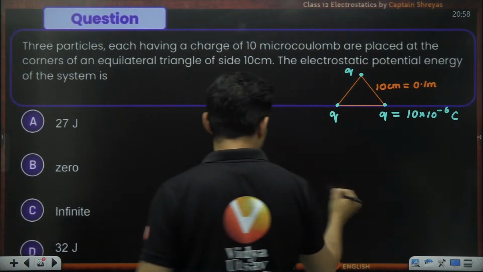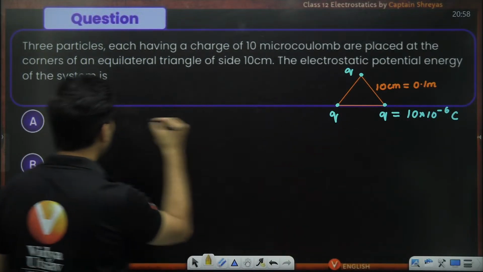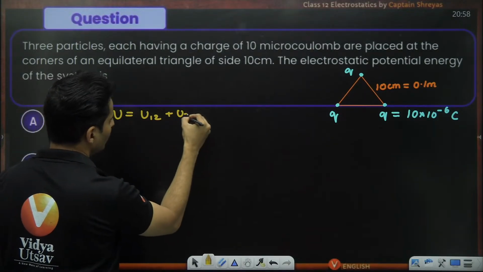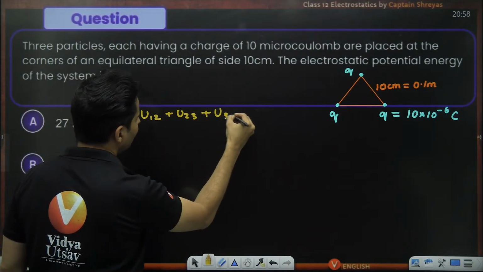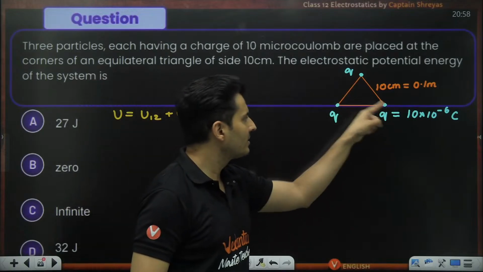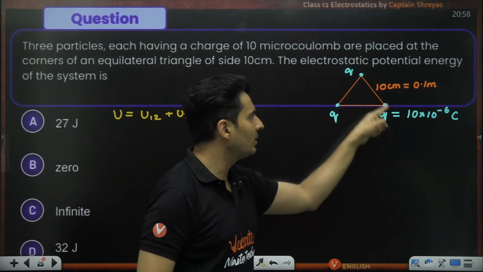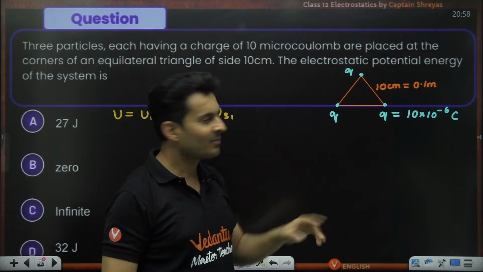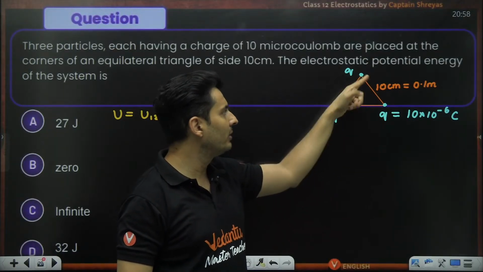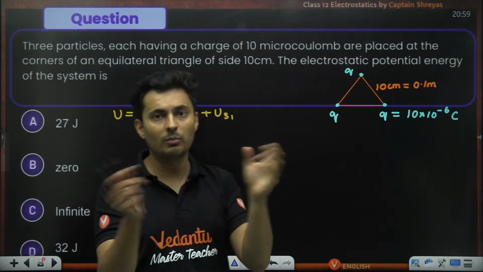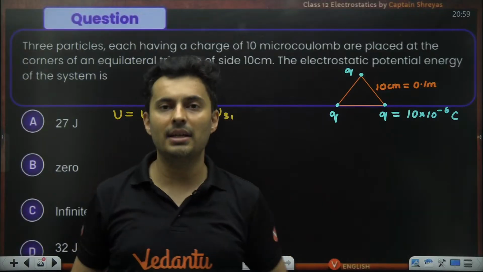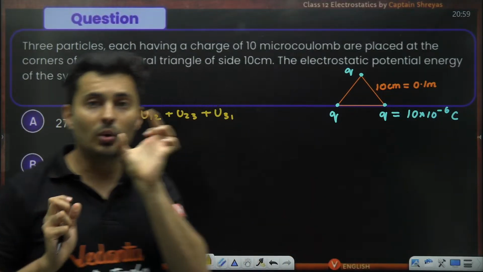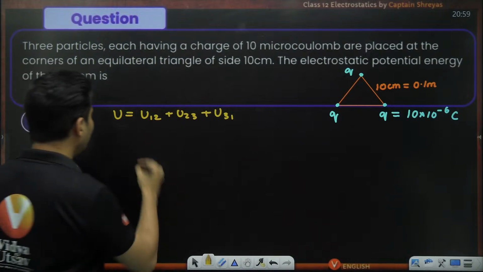Now, if you notice here, there are 3 charges. You will only have 3 combinations: U12, U23, and U31. That's it. This with this, this with this, this with this. If you count this with this, that is automatically counted. Don't do double counting. If 1 with 2 is done, 2 with 1 is automatically taken care of. They both have a combined energy. It's not 1 with respect to 2 or 2 with respect to 1. It's their total energy. So only 3 terms.